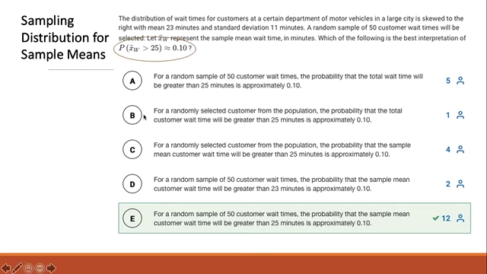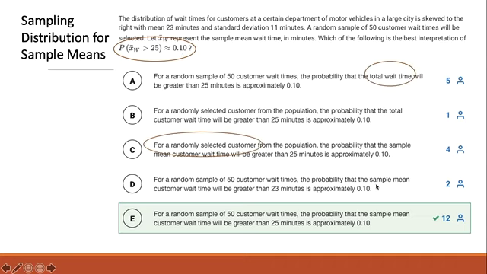This question is really just about interpreting what this probability statement means. So part E is the correct answer. For a random sample of 50 customer wait times, the probability that the sample mean will be greater than 25. So this is the probability that a sample mean wait time is greater than 25. That probability is about 10%.